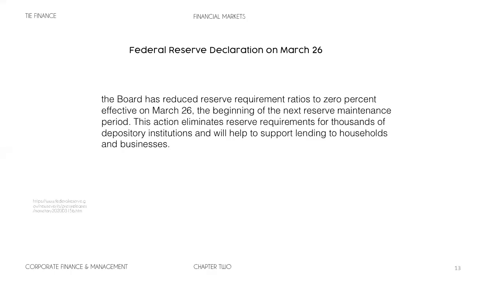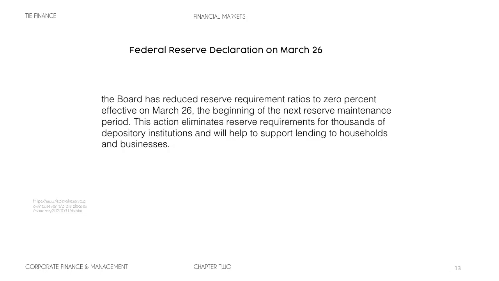So the most important thing is that your money might be in danger, maybe, we don't know. But the Federal Reserve declaration on March 26 was this. The board has reduced reserve requirement ratios to 0% effective on March 26, the beginning of the next reserve maintenance period. This action eliminates reserve requirements for thousands of depository institutions and will help support lending to households and businesses, according to them.